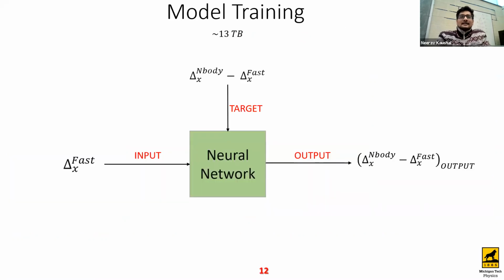Next. Here we are seeing the input to our neural network. We are working with 13 terabytes of data, so data handling is a very big thing, using data pipelines and everything. We are inputting the displacement field of our fast simulation as input, and we are taking the residual, that is the difference in displacement field between n-body and fast. And then we are outputting the same thing.